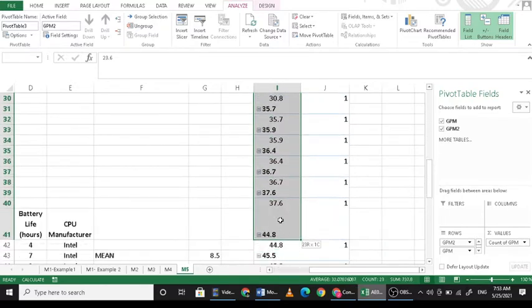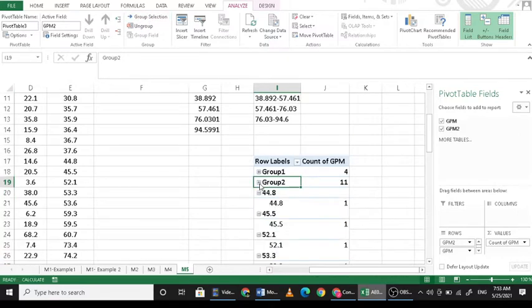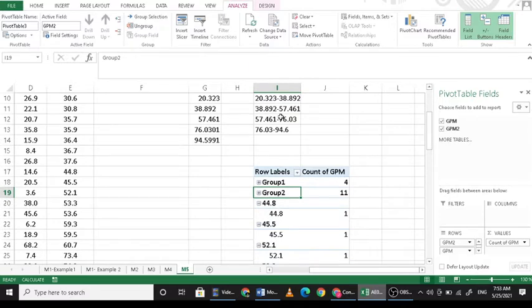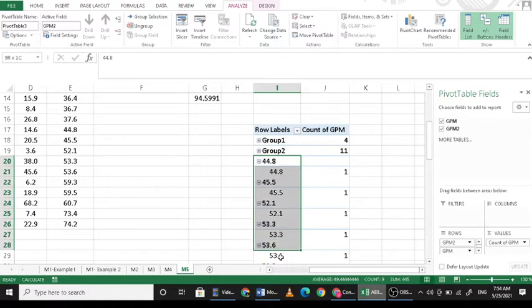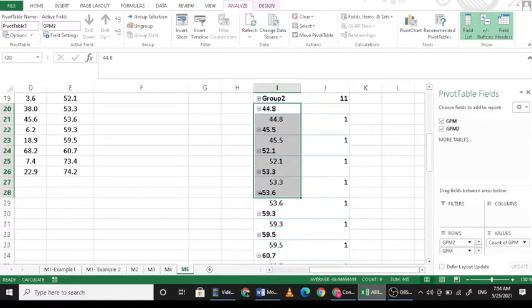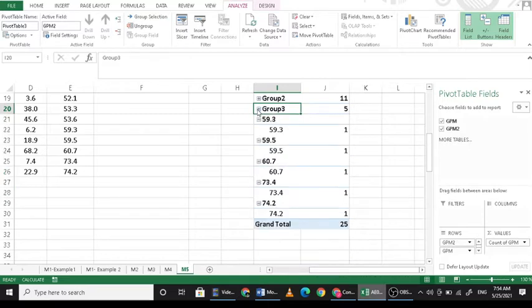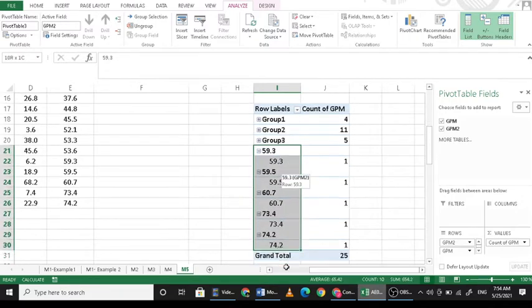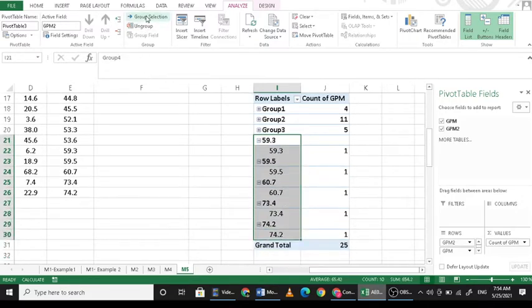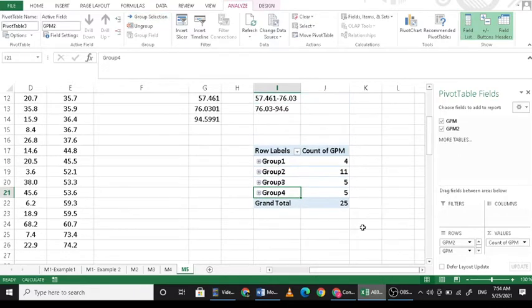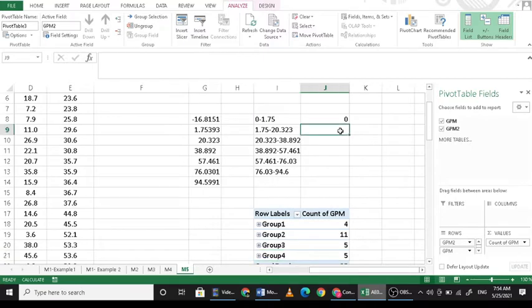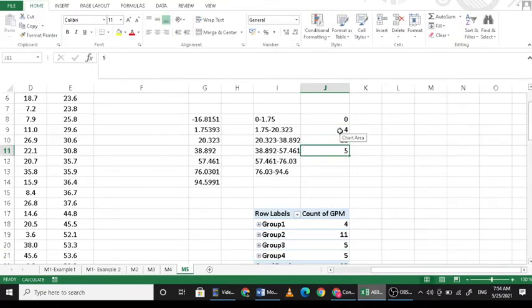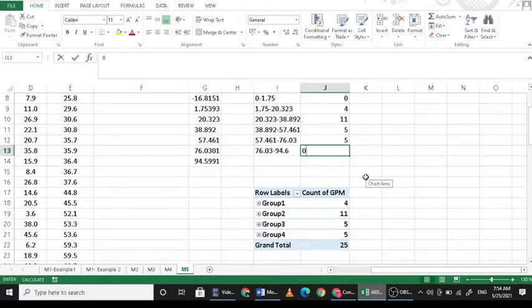Okay, so you also group this one. Then 38 to 57. Then you have 57 to 76. Okay? So only one is left there. And then the rest is none. So 25 in total. So this is now 4, 11, 5, 5, and 0. So this is now your data set.